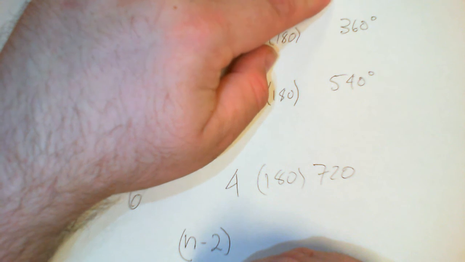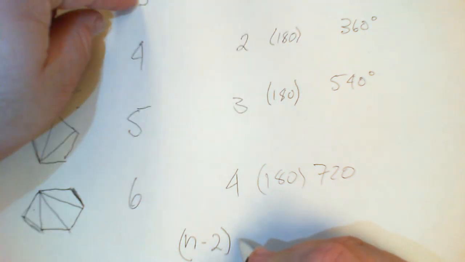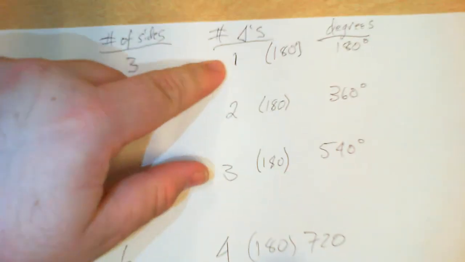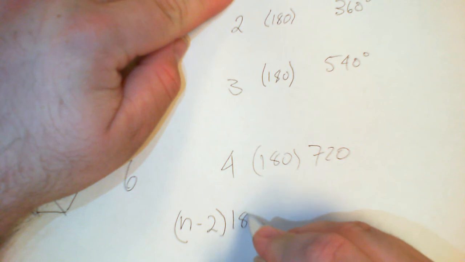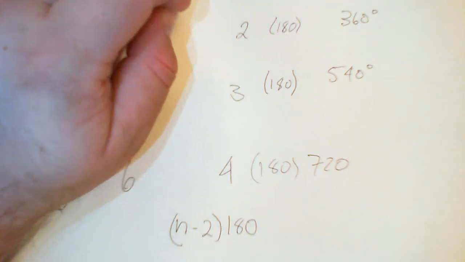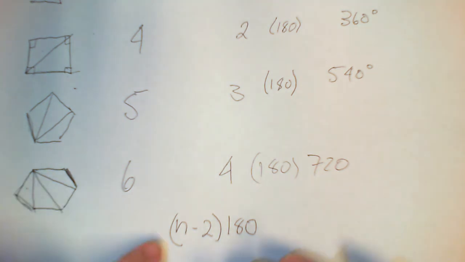To get the total degrees, you took the number of triangles and multiplied it by 180. So I took the number of sides minus 2, and then I multiplied it by 180 degrees. And this gives me the total degrees of the interior angles.